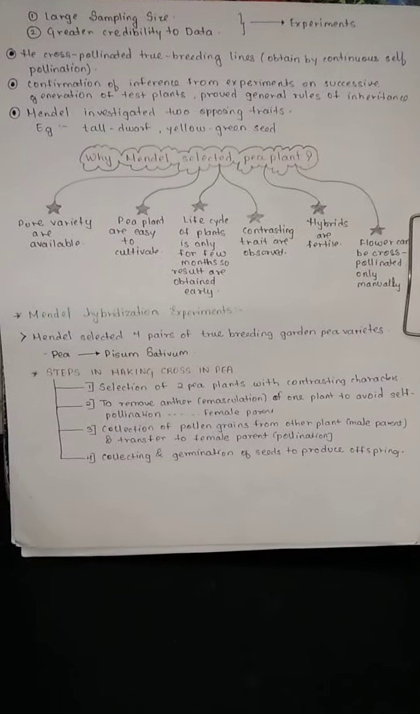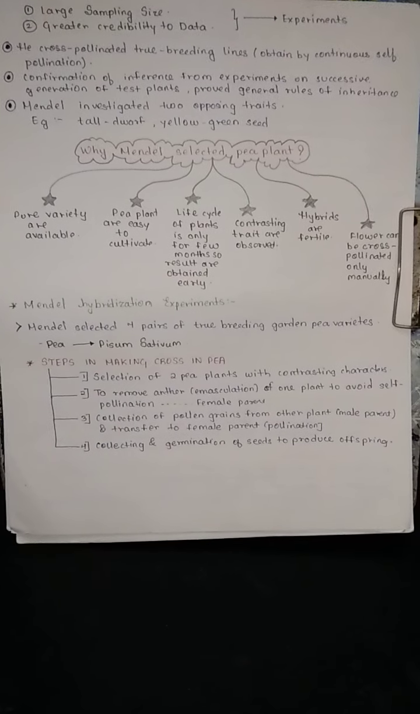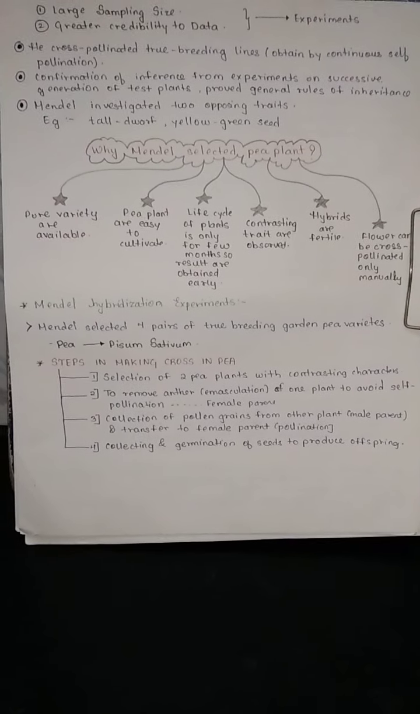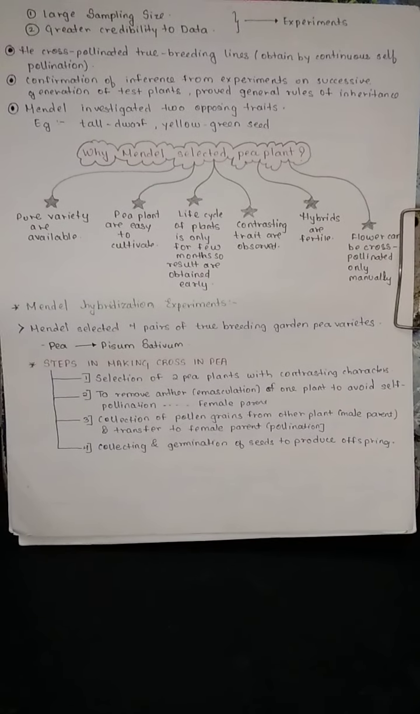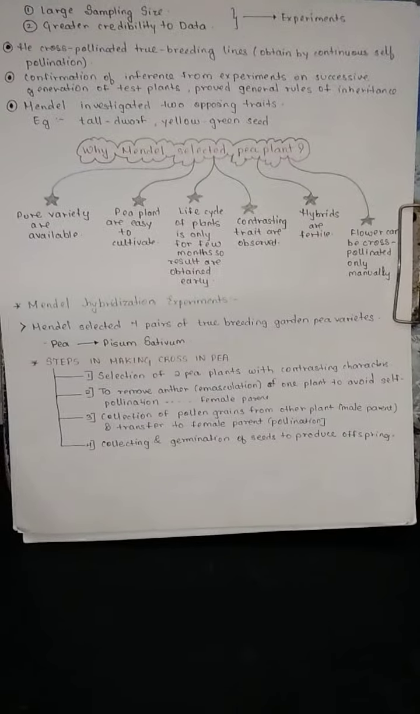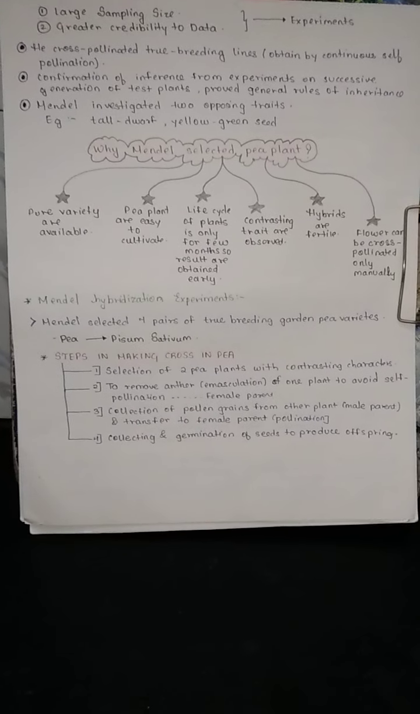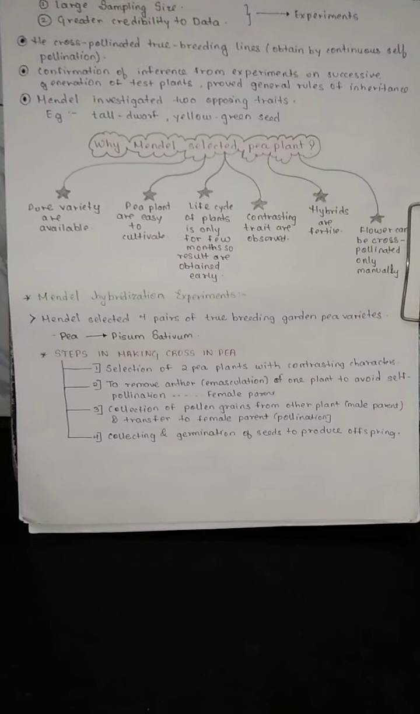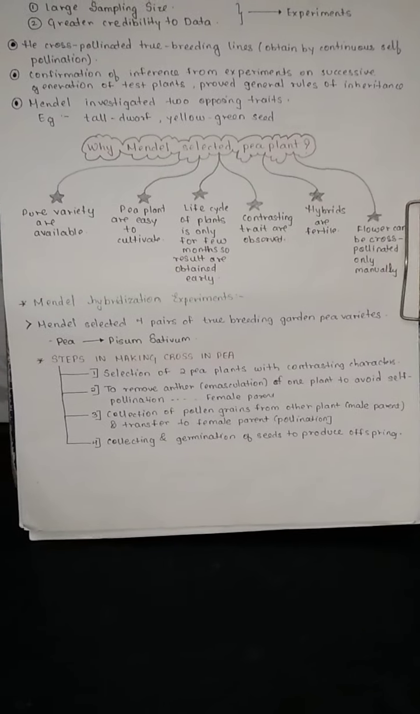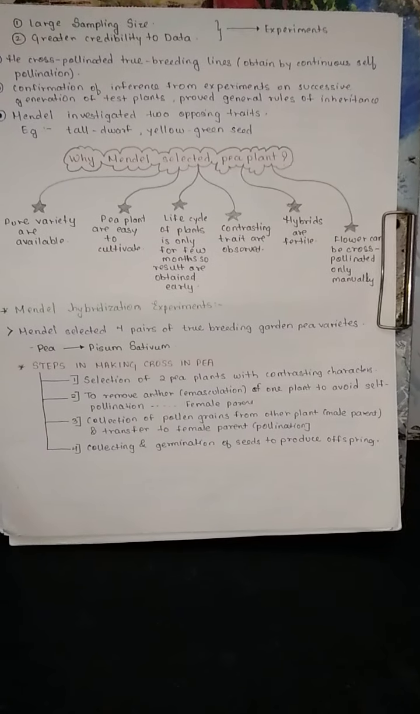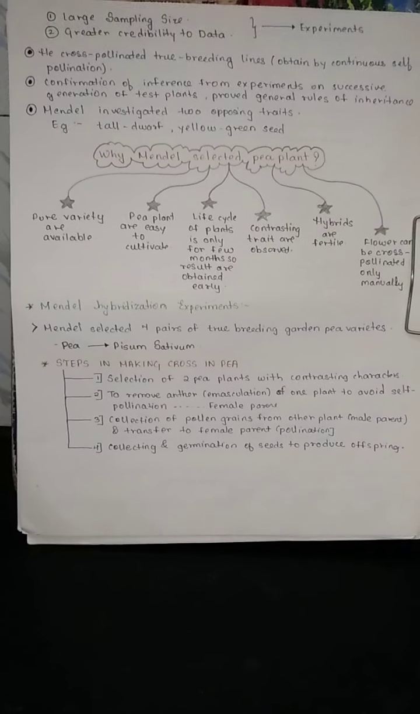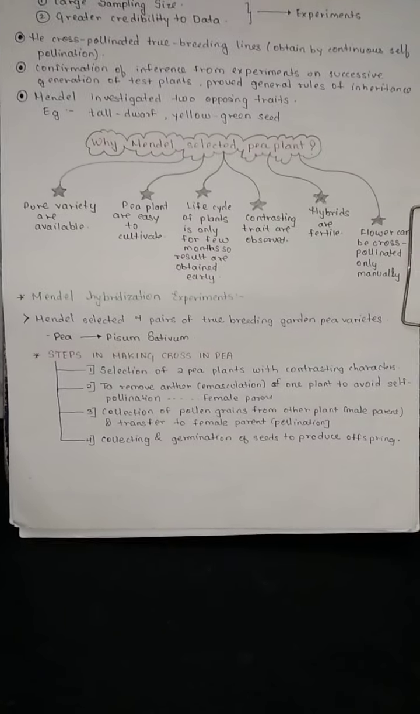Now next is the confirmation. For proving his inheritance, confirmation of inference from experiments on successive generations of test plants through general rules of inheritance. Now this large sampling size and greater credibility to data contributed in inference from experiments on successive generations by which he proved the rules of inheritance. Mendel investigated 2 opposing traits, for example tall or dwarf, yellow or green, to prove his law of inheritance.